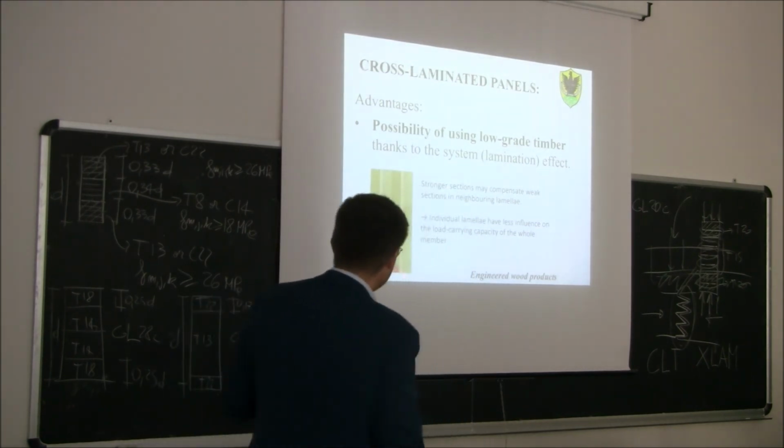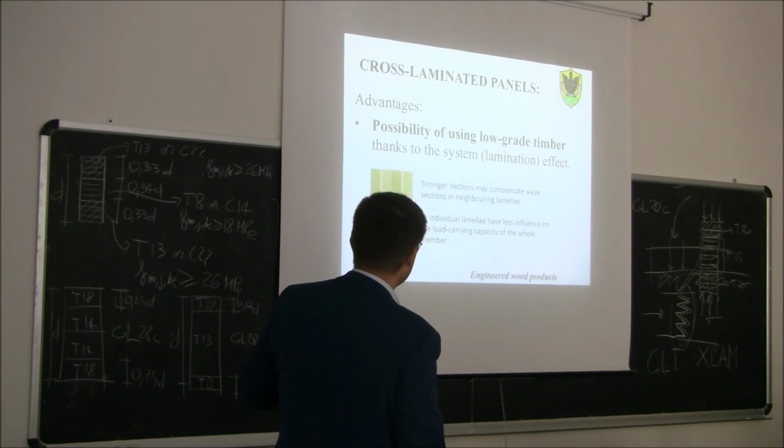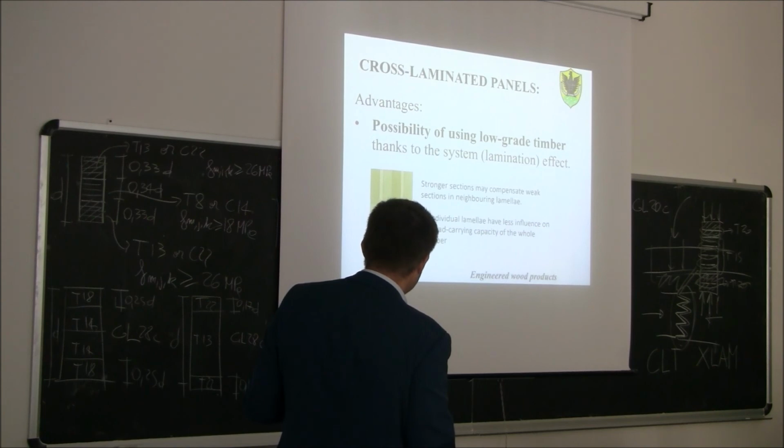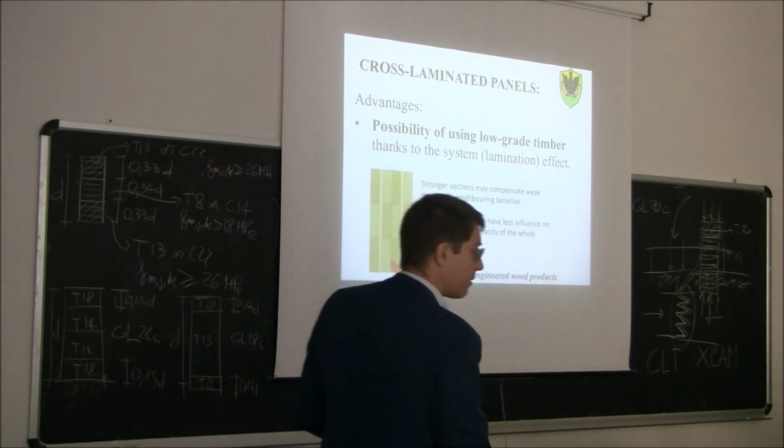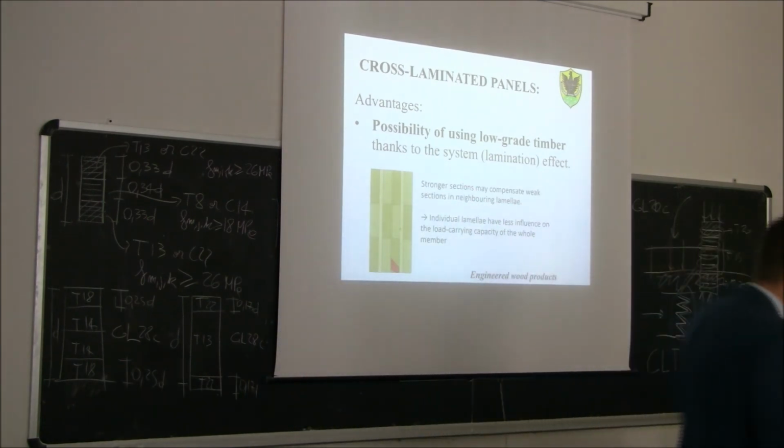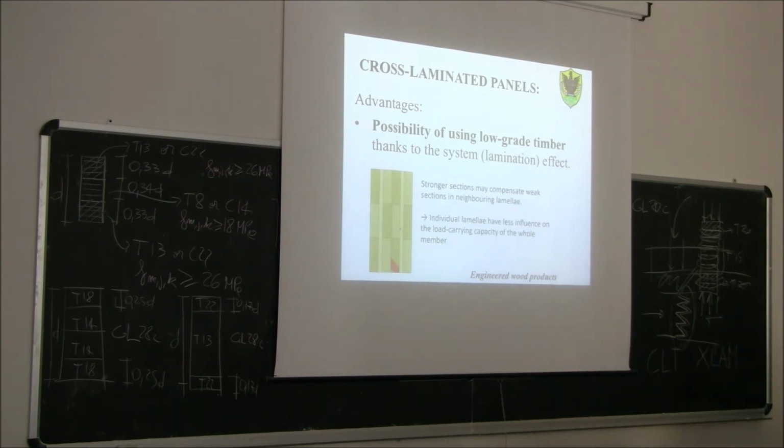Why? Because thanks to these other layers glued perpendicular to the grain, these forces can be transferred to the other lamination nearby. The forces that cannot be resisted here can be transferred to the neighboring laminations. So basically, stronger sections may compensate for weak neighboring sections, so an individual lamination has less influence on the total load carrying capacity of the member. Okay?